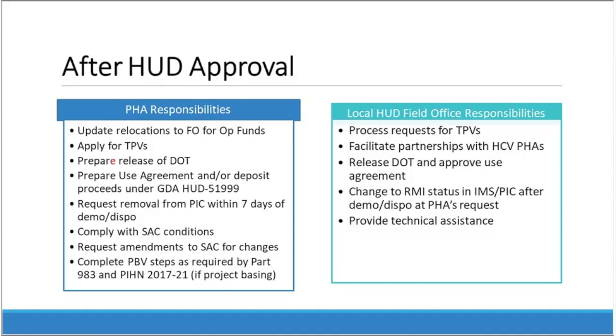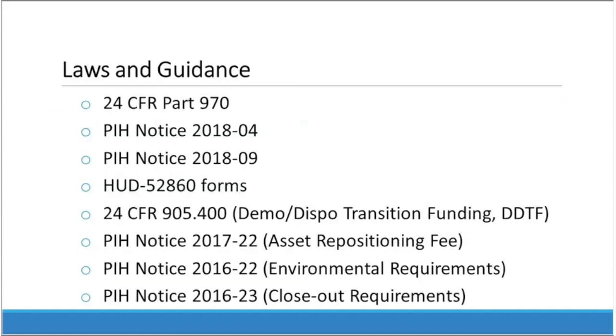Your field office will process your TPV application. They'll work with you to find a housing choice voucher Housing Authority if you are not one. Again, they manage the other side of the release of the DOT. They manage the other side of the PIC system, and they'll provide you with support along the way. So there's delineation of roles and responsibilities there.